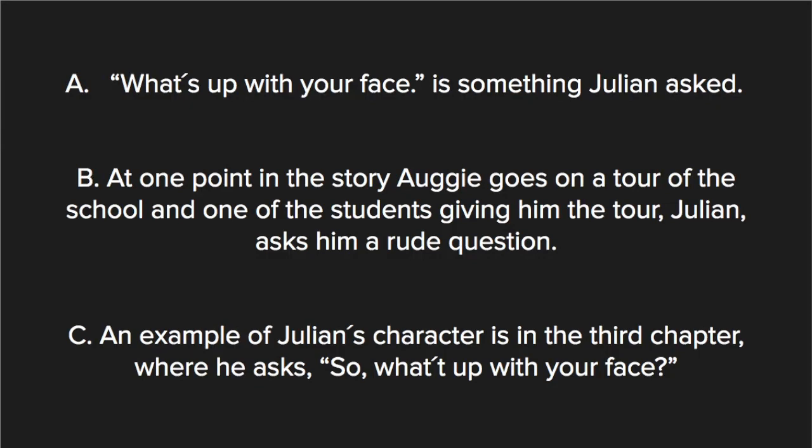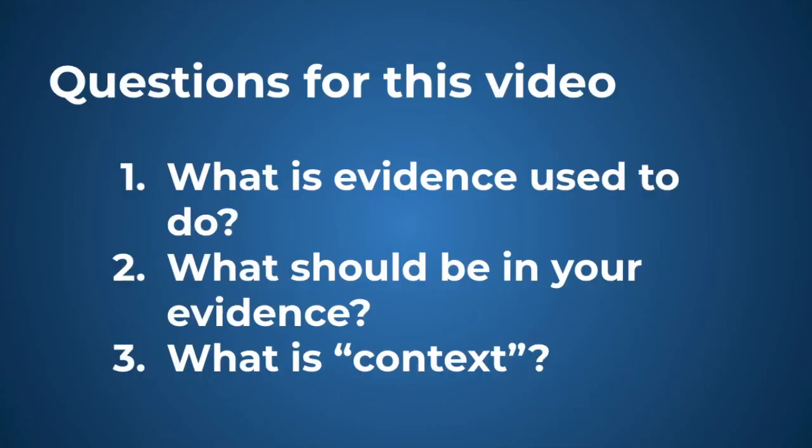Once again, these examples come from the book Wonder. Take a look at A, B, and C. Only one of them is written correctly. Which one of these is a good example of correctly written evidence? Hopefully you identified that C is the best example of correctly written evidence. Now that we've studied what evidence is, go ahead and answer these 3 questions in your notebook before moving on to the next exercise. Pause the video if you need to.